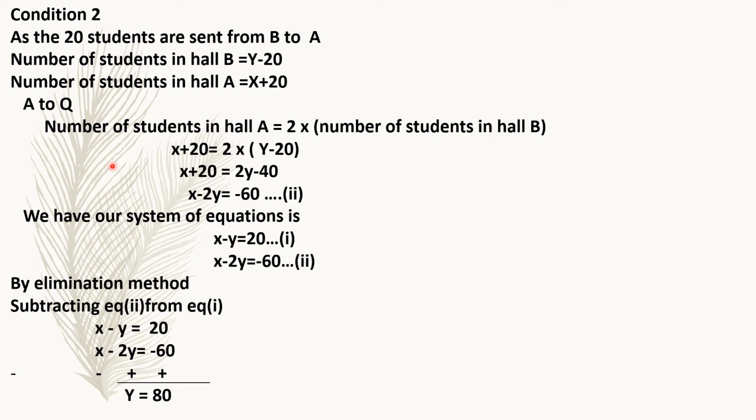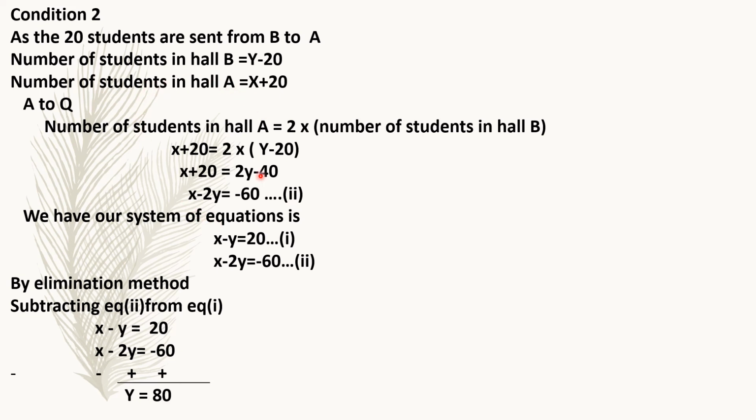Algebraically we write the number of students in hall A is equal to twice the number of students in hall B. So we put the equation x plus 20 equals 2 times bracket y minus 20 bracket close. On solving we get x plus 20 equals 2y minus 40. On solving we get x minus 2y equals minus 60, and we consider it as equation number second.